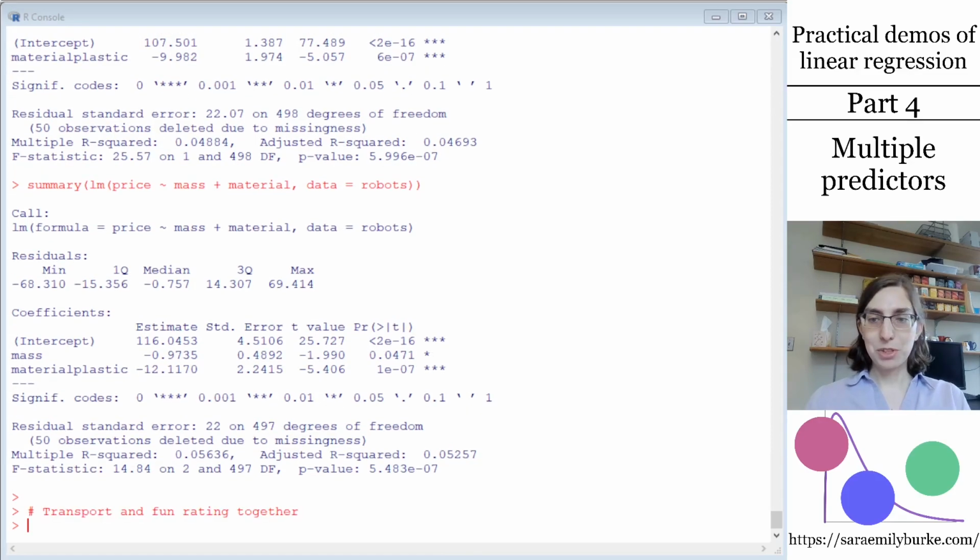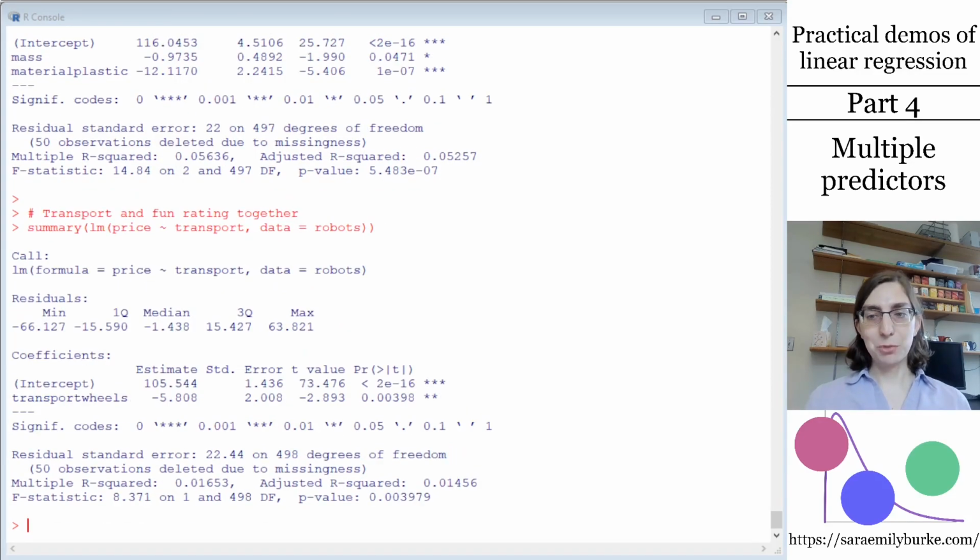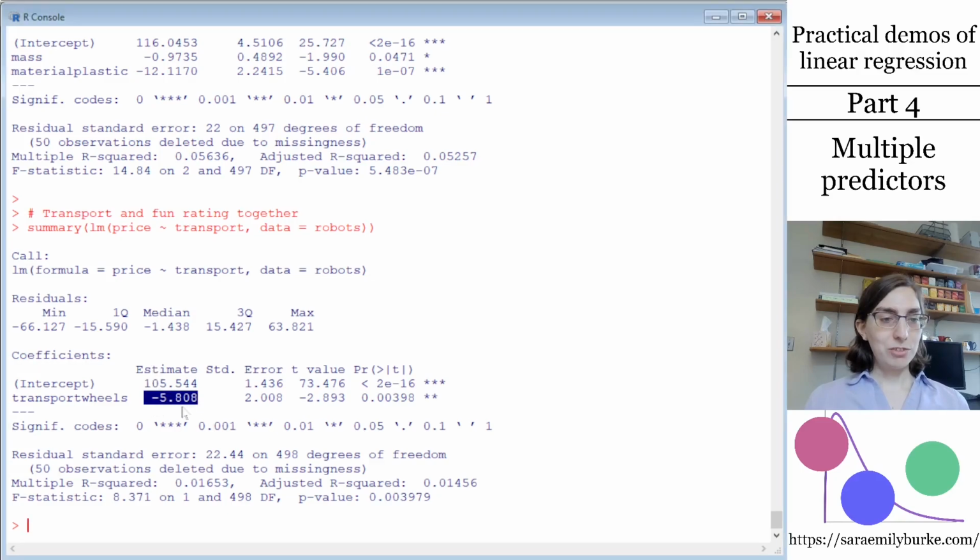One more example. Here I'm going to use the method of transportation the robot uses and how fun the robot is perceived to be. So robots with wheels are $5.81 less expensive than robots with legs. And that association is statistically significant. And this represents the actual difference between the means of the robots with legs and the robots with wheels. Those with legs, $105.54 on average.